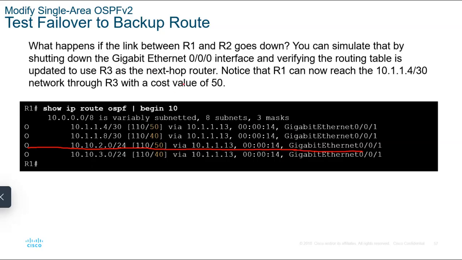Okay, we can actually see what happens if the link between R1 and R2 goes down. You can simulate that by shutting down the gigabit Ethernet 0/0, which we did, to verify the routing table update and use R3 as the next hop. Notice that R1 can now reach 10.1.1.4 with 11.4, which is this network through R3. The cost value is this.